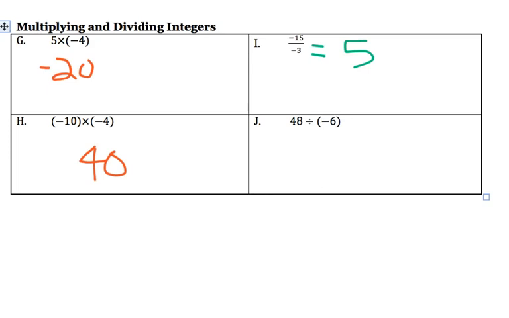All right, and last one, 48 divided by a regular 6. Well, I know that 6 goes into 48 8 times. Different signs, because one's positive, one's negative.